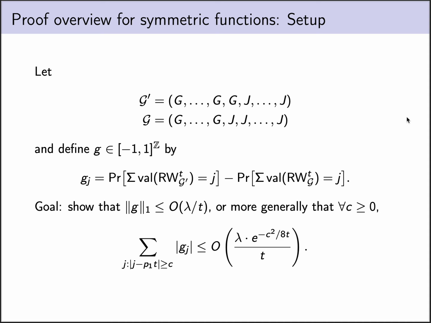And in this notation, our goal is to show that the L1 norm of g is at most big O of lambda over T, so that when we change all T steps from G to J, we'll get the big O of lambda bound. Or more generally, we want to show this tail bound. And it is worth noting this 1 over T in the expression is maybe a little surprising because we're basically saying that as T increases, the loss we incur from changing the graph at one step actually decreases. So all the other steps almost make up for this change.